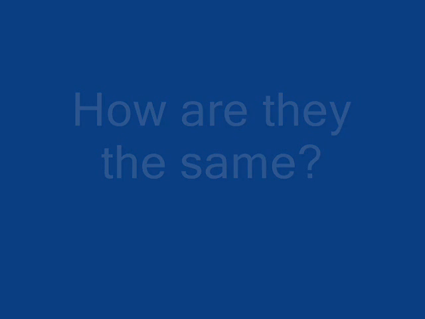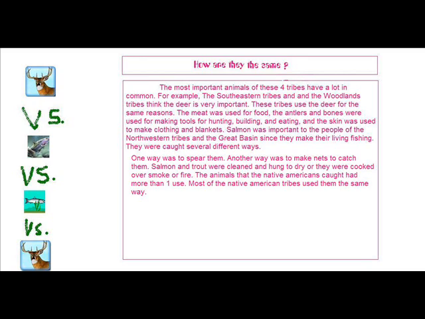How are they the same? The most important animals of these four tribes have a lot in common. For example, the Southeastern tribes and the Woodlands tribes think the deer is very important. These tribes use the deer for the same reason. Salmon was important to the people of the Northwestern tribes and the Great Basin, since they make their living fishing. They were caught several different ways. The animals that the Native Americans had caught had more than one use. Most of the Native American tribes used them the same way.